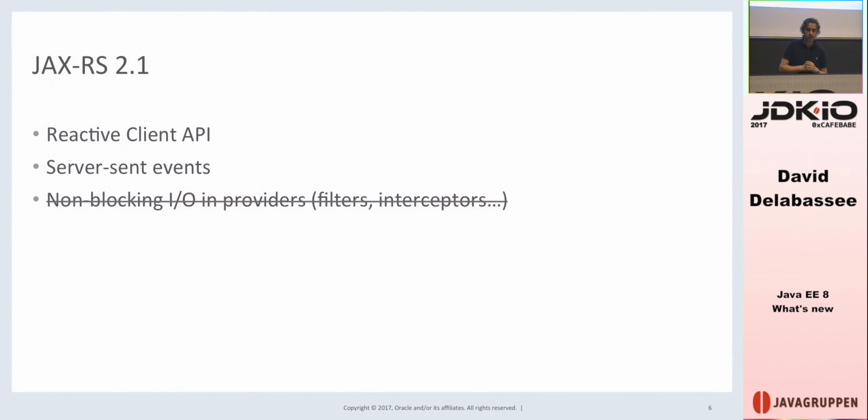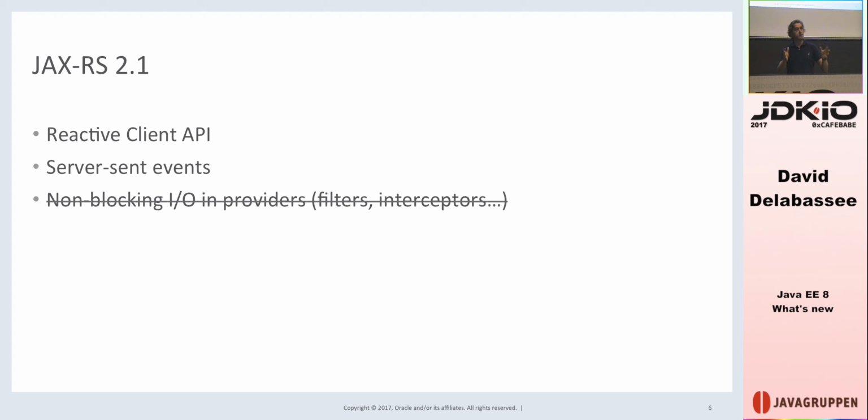So the first API that I want to talk about is JAX-RS 2.1. At the beginning, the JAX-RS expert group wanted to do three things in JAX-RS 2.1, but they had to drop one. That is non-blocking I/O support in the different providers of JAX-RS. They had to do that because they started to prototype some of those APIs, and it turns out that they need the Flow API from Java SE 9. And as you know, Java SE 9 will hopefully be released shortly.